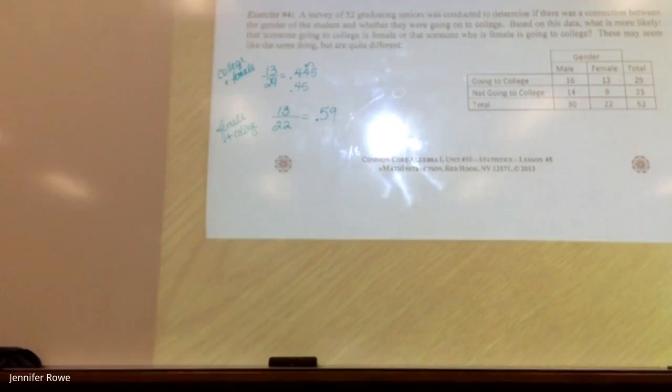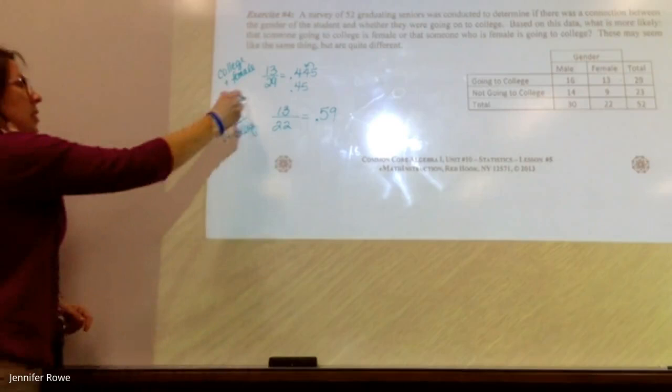So based on the data, what's more likely? Someone who is female is going to college.